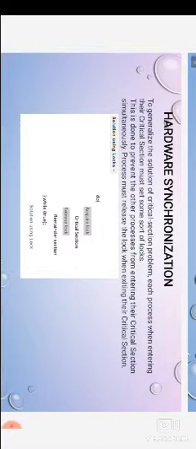Then, hardware synchronization. To generalize the solution of the critical section problem, each process when entering its critical section must set some sort of lock. This is done to prevent other processes from entering their critical section simultaneously. The process must release the lock when exiting its critical section.